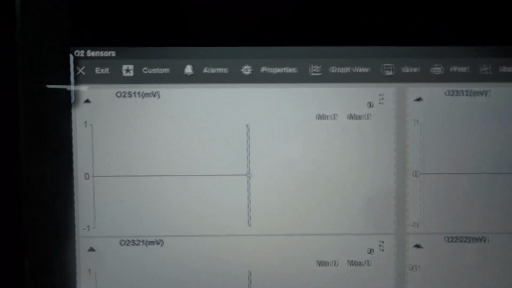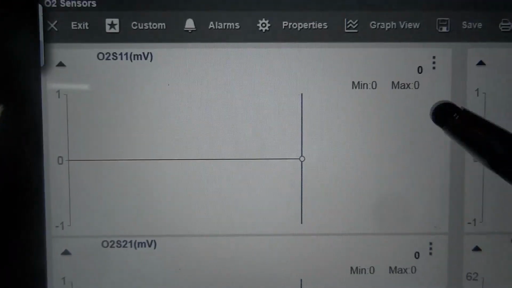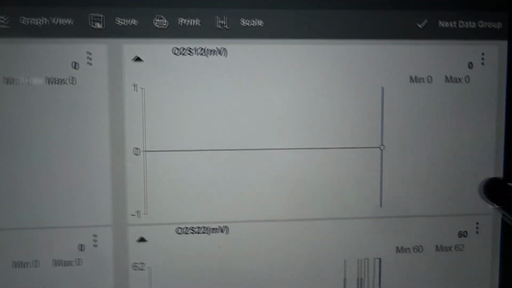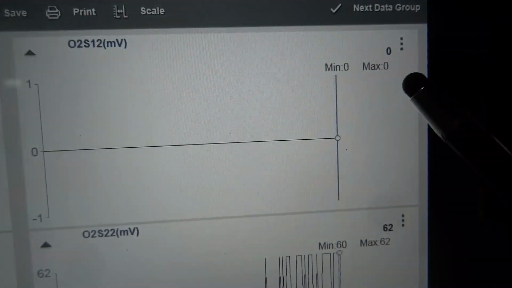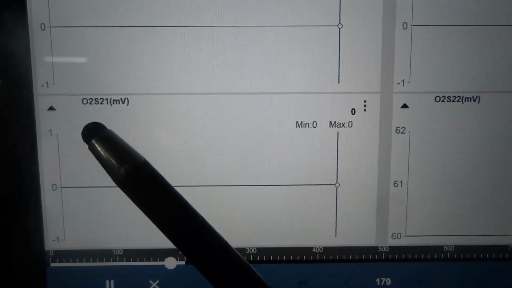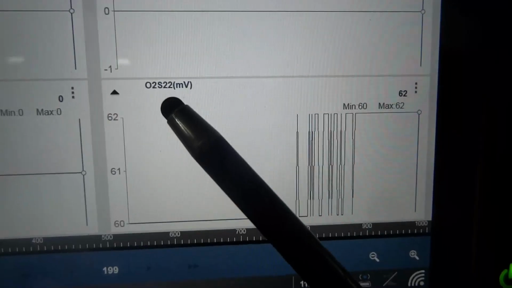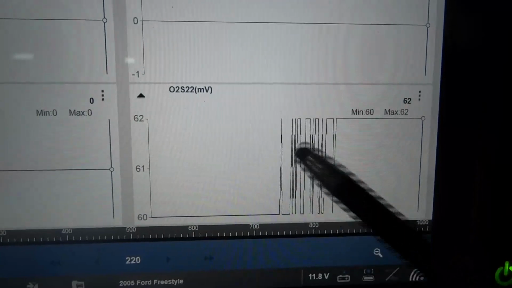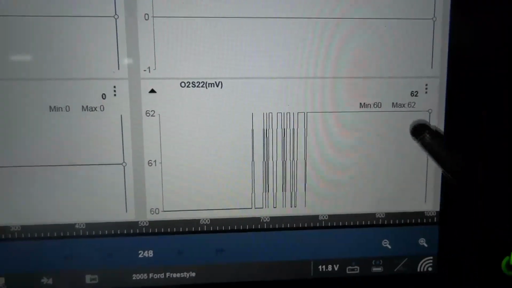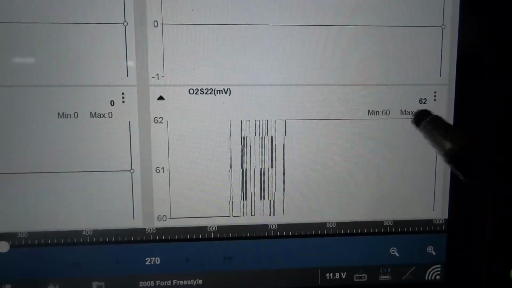So this O2 sensor over here, O2 sensor bank 1 sensor 1, is reading 0 millivolts. O2 sensor bank 1 sensor 2 is reading 0 millivolts. O2 sensor bank 2 sensor 1 is 0 millivolts, but O2 sensor bank 2 sensor 2 is reading 62 millivolts, and we have some type of activity over here.